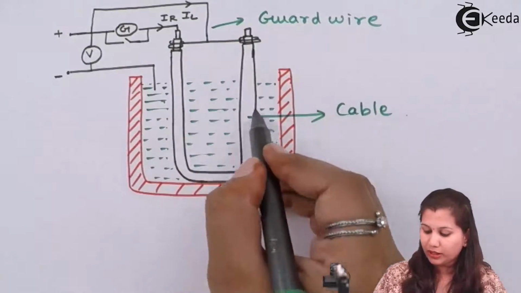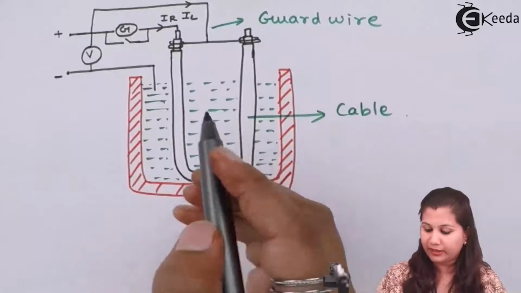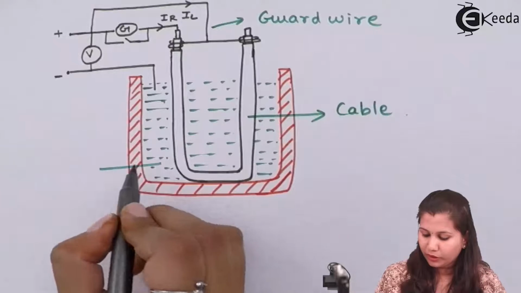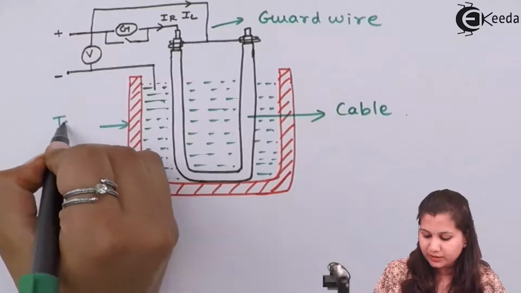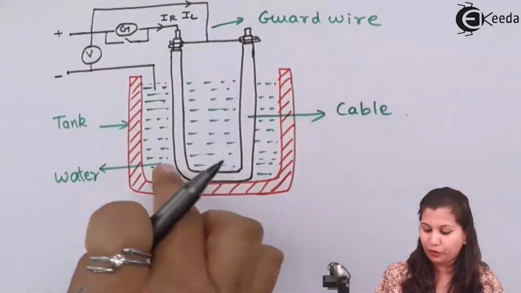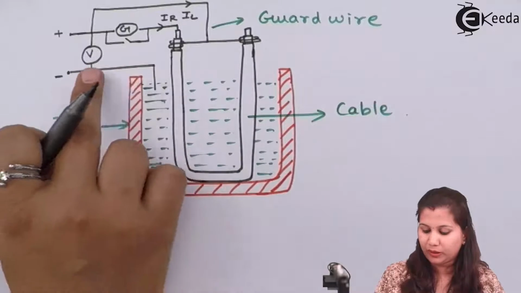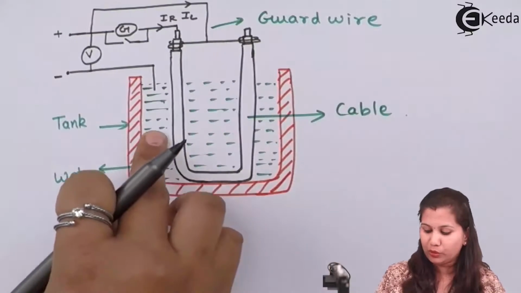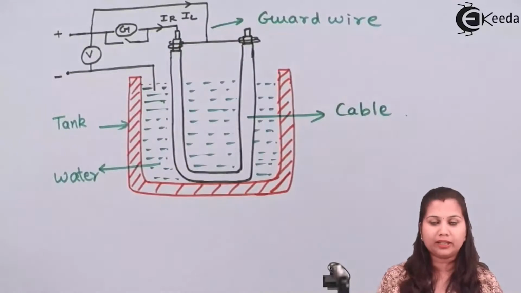Now the cable is not having a metallic sheath over it, so the current flowing in the circuit will flow through this cable and then through the water. So this is the water, this is the tank. The tank and water form the closed path for the current. You can see here that one wire of the voltmeter is immersed in the water directly, so the current will flow through the water and then through the voltmeter. In this way the circuit will be completed.